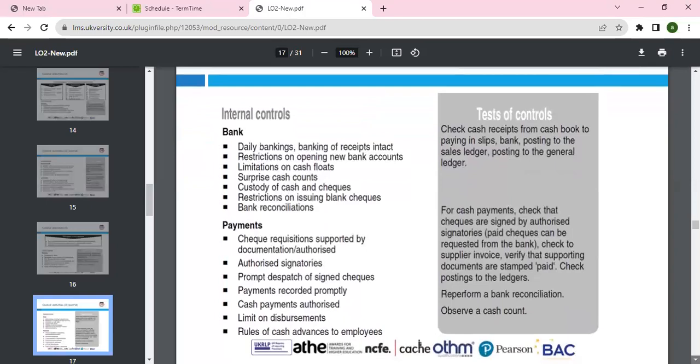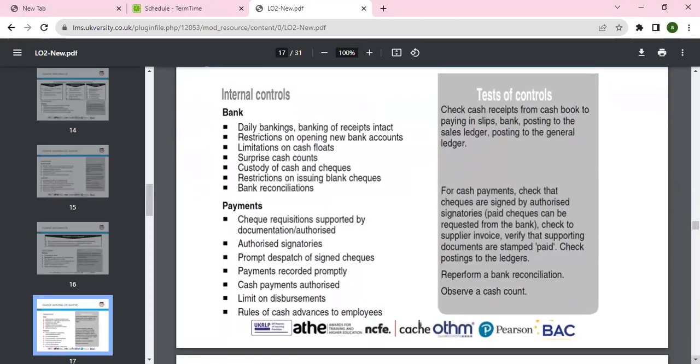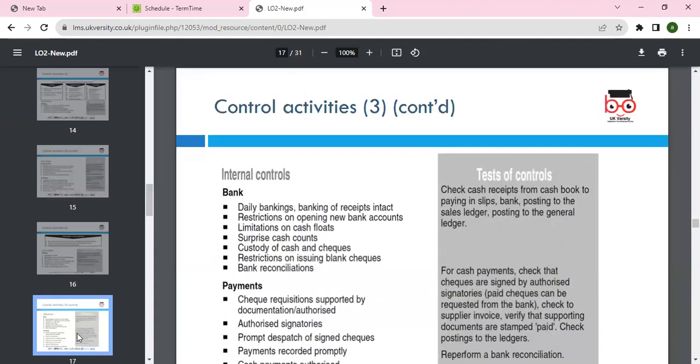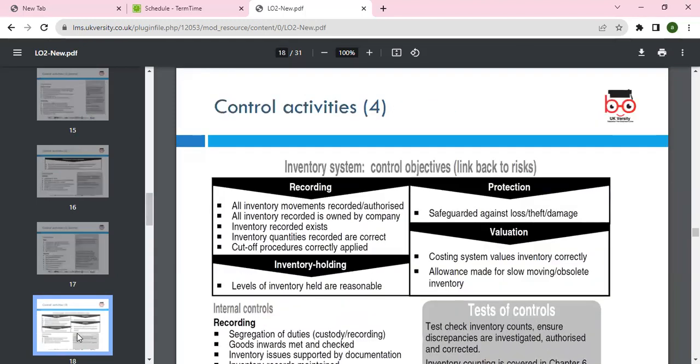The payments, yes, cheque requisition supported by documentation, authorized signatures, prompt. These are the bank and internal control for this. So test of control, the cash is being checked. Yes, it's signed by the authorized signatories, requested from the bank. So we can look around the bank book and the cash book being maintained and reconciliation happening.